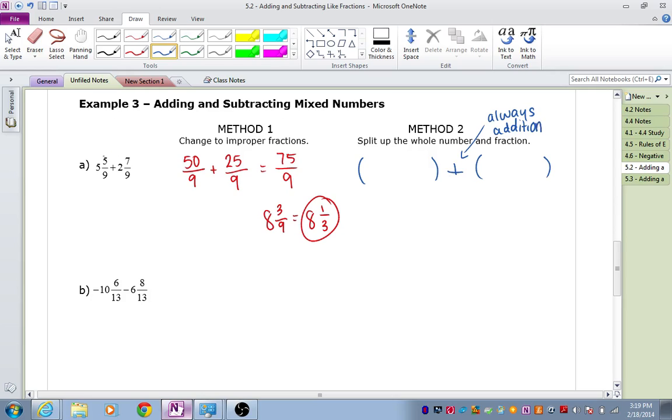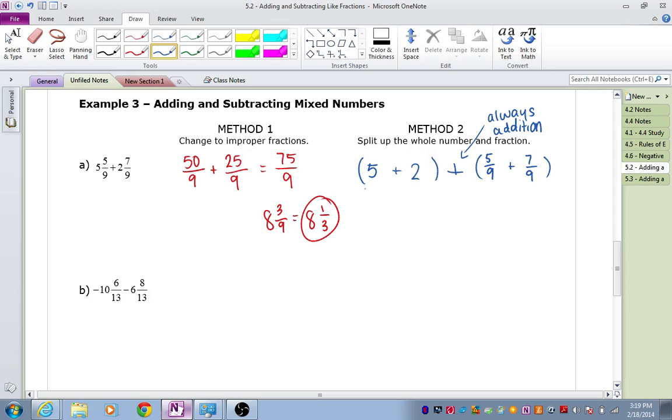So we're going to take 5 and 5/9, and we're going to say, let's put the 5 there and the 5/9 over there. So we're splitting up our whole numbers from our fractions. The 2 and 7/9, we're going to say, put the 2 there and the 7/9 in the second set. Now what goes in between here is determined by what operation we have. We have addition, so we're adding those two things together.